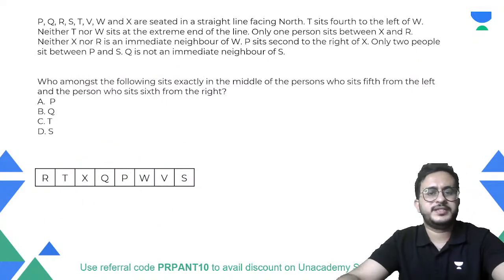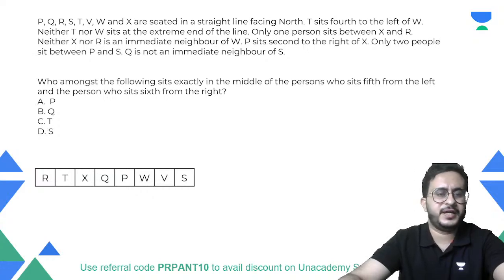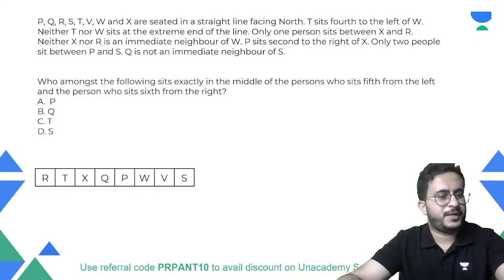Who amongst the following sits exactly in the middle of the person who sits fifth from the left and the person who sits sixth from the right? So if you have the final arrangement, you can easily answer such questions. So in puzzles, what happens is you need to get the final arrangement and then you can answer the questions.